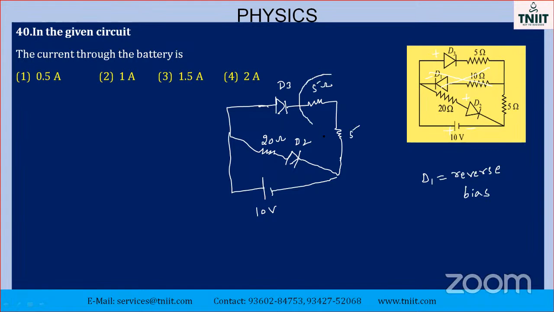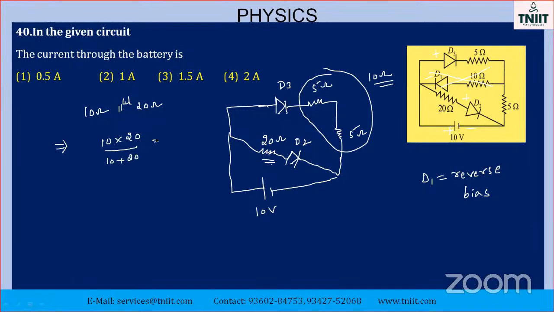How are this 5 ohm and 5 ohm connected? Series, 10 ohm. How are this 10 ohm and 20 ohm connected? 10 ohm and 20 ohm are connected in parallel. So if 10 and 20 are connected in parallel, effective value will be 10 into 20 divided by 10 plus 20. That will be 200 by 30. That is 20 by 3. So this is the effective resistance.